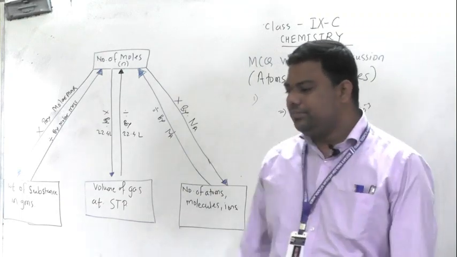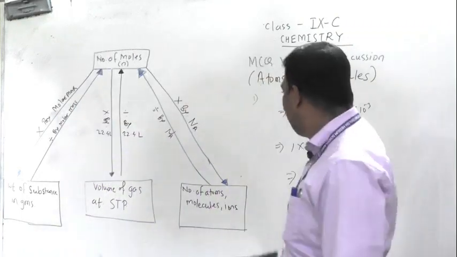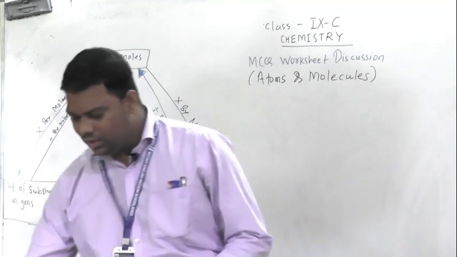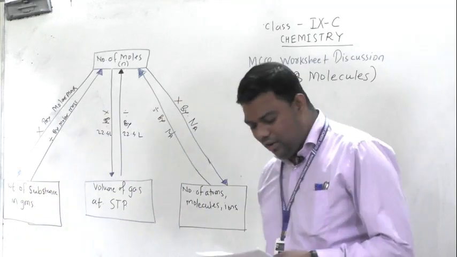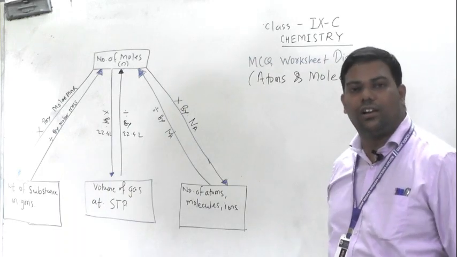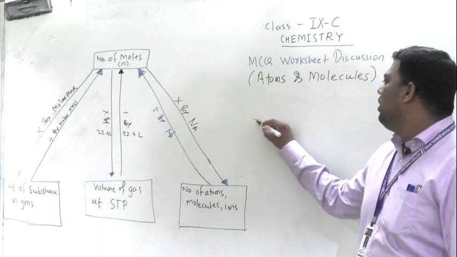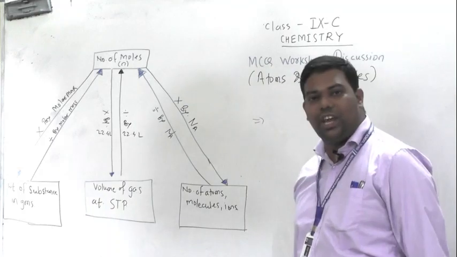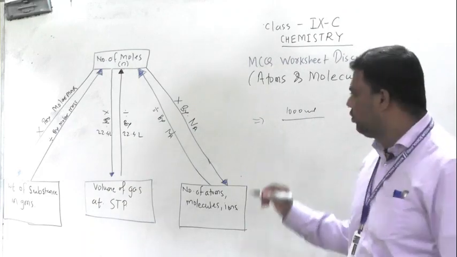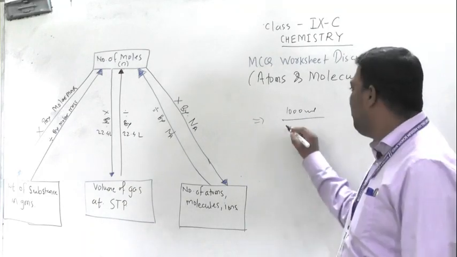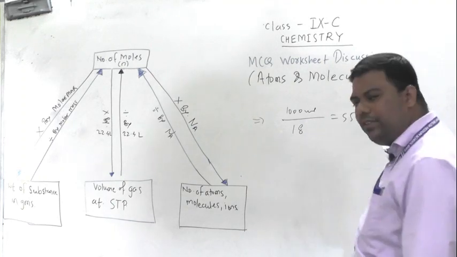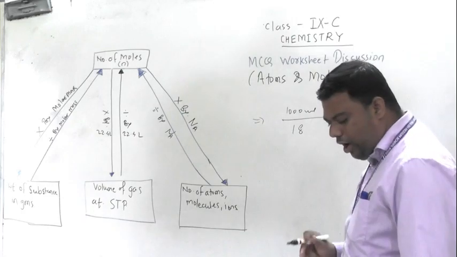Next question we will discuss. The question says: the number of molecules in 1 liter of water is equal to? In 1 liter, how many ml? Yes, 1000 ml. First you have to calculate the number of moles. So 1000 divided by the molar mass of water, which is 18. Near about you will get the answer 55.55.